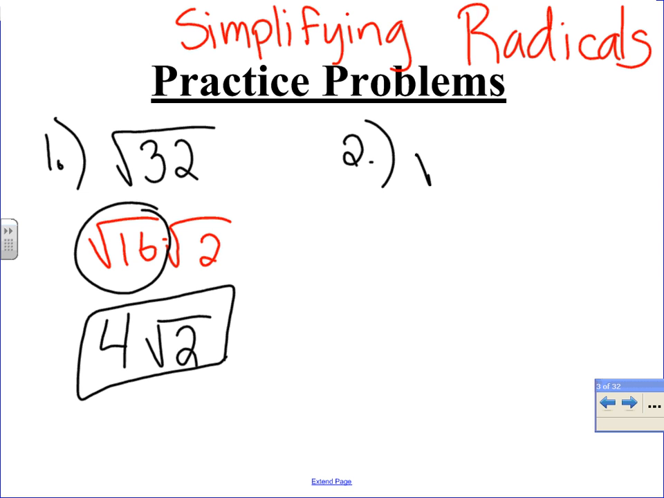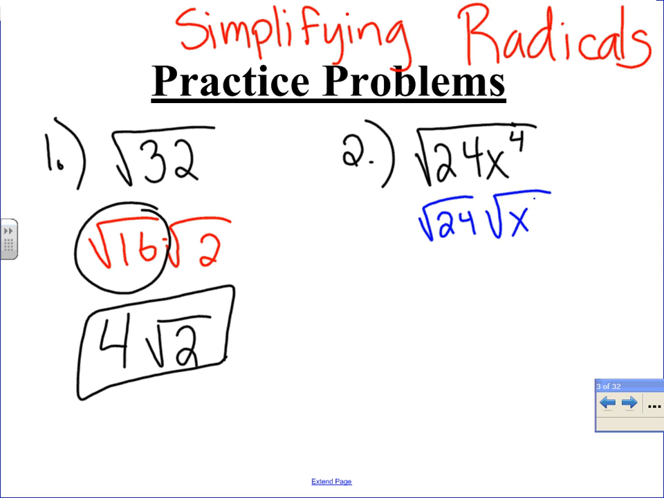Let's do square root of 24x to the 4th. I'm going to keep them easy for now. Okay, so first step on this one is separate them. So let's separate them to be square root of 24, square root of x to the 4th. So now, what can we change 24 to? So something times something is 24, but one of them is a perfect square.